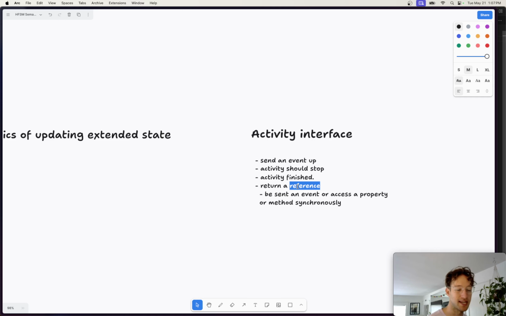And you can take that reference, you could send an event to it. Maybe you can access some state on that. Maybe you call a method synchronously. There's all different types of things that you can do. And so we're trying to open up that particular point and make it as extensible as possible to support all types of use cases.